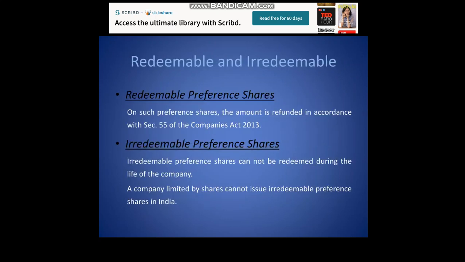Redeemable and irredeemable. Redeemable preference shares: on such shares, the amount is refunded in accordance with Section 55 of the Companies Act 2013. Irredeemable preference shares cannot be redeemed during the life of the company. A company limited by shares cannot issue irredeemable preference shares in India.